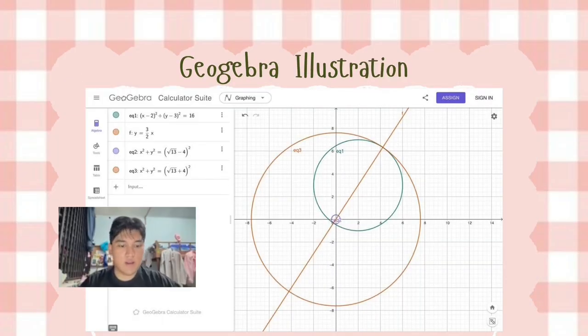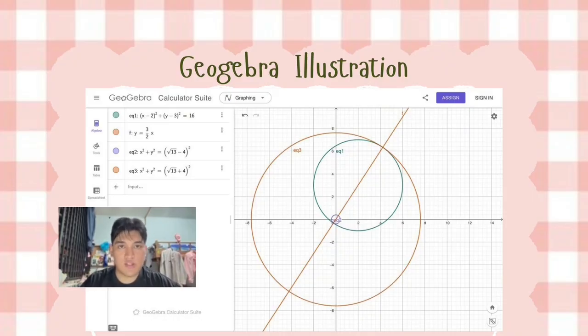Hi, as you can see here, this is the GeoGebra illustration of the circular locus. First equation, (x minus 2) squared plus (y minus 3) squared equals 16. This circle is centered at (2, 3) with 4 units of radius. Second, y equals 3 over 2 x. This is the equation of the line that goes through all the circles.